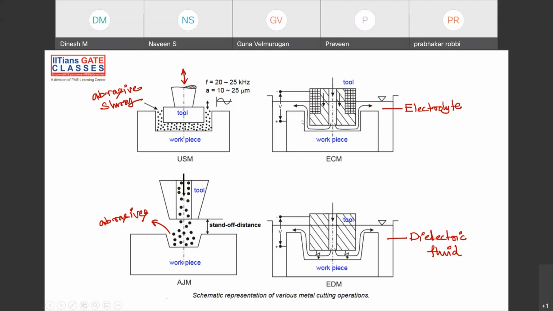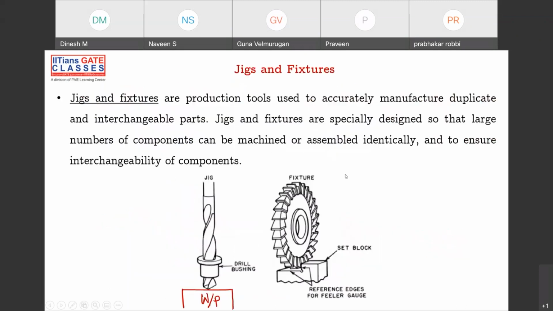So these are the important non-traditional machining processes, and this is the summary for them. Hope you're understanding it.